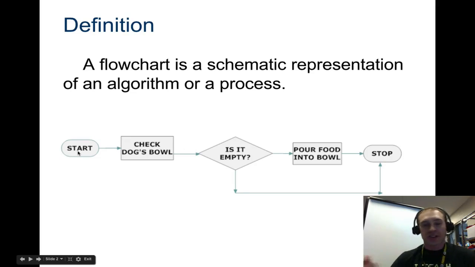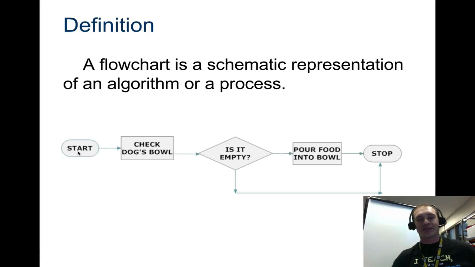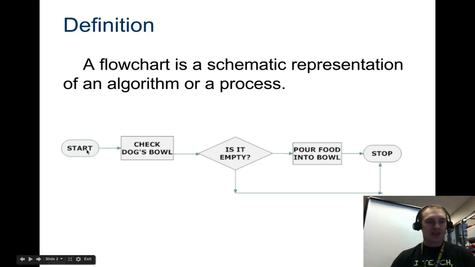If you wanted to check to see if your dog has food in its bowl, you always have a start oval here to begin with. We're going to talk about why these shapes are certain shapes, but you can probably guess what diamonds have. And start and stop always have a similar shape, and then these are other ones. So you check the dog's bowl. If it is empty, then you put food in the bowl, and then you stop.